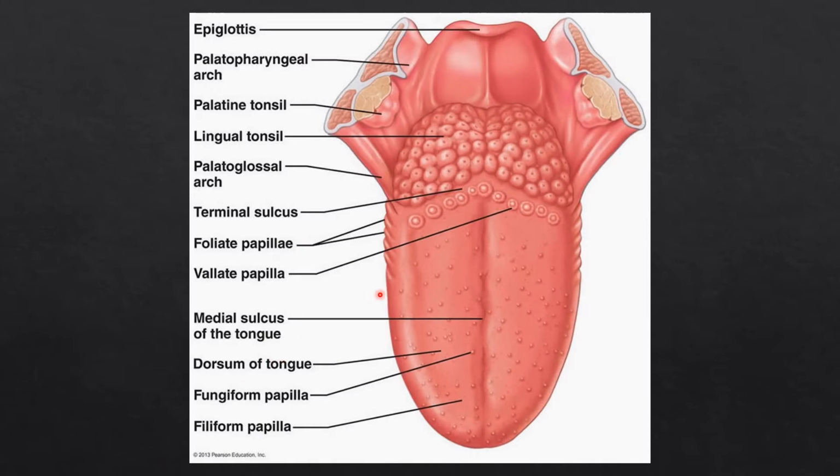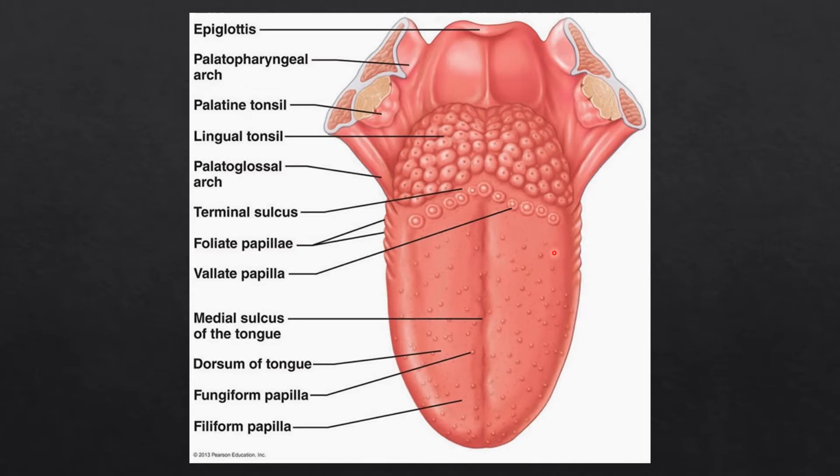The tongue is a mucomuscular organ. It has a core of skeletal muscle which is covered with mucous membrane. The tongue has two surfaces, dorsal and ventral. The ventral surface appears smooth and is covered by mucous membrane.